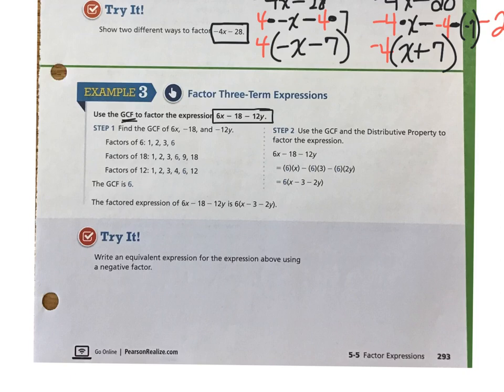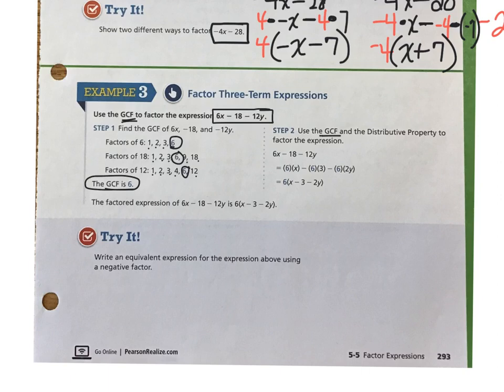Use the GCF to factor the expression 6x minus 18 minus 12y. So look at the expression first and the term 6x. Well, the factors of 6 are 1, 2, 3, and 6. The factors of 18 are 1, 2, 3, 6, 9, and 18. You'll notice that they both have a 6. And the factors of 12 are 1, 2, 3, 4, 6, and 12. So since each of them has a factor of 6, the greatest common factor is that factor 6 that we're going to pull out in front.